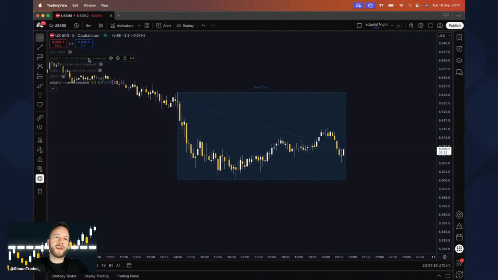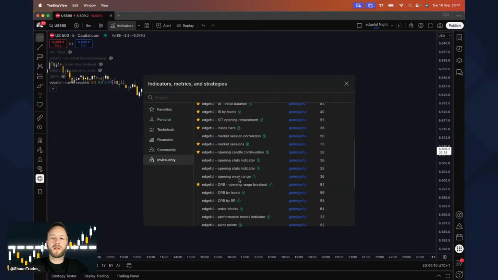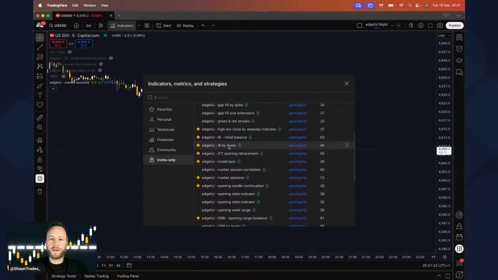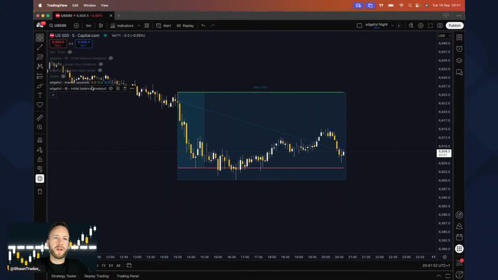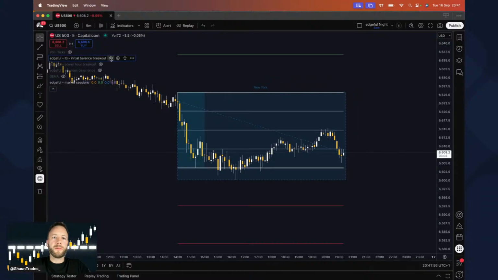Next thing I want to do is add initial balance breakout, which can be found in the invite only, and it's all done in alphabetical order. Initial balance breakout, is it called that, or is it IB? Yes, so that's there. I can't select it because it's already on. Oh no, it is there. Well, I'm not going to select it because it's already here anyway. So I'm just going to unhide that.